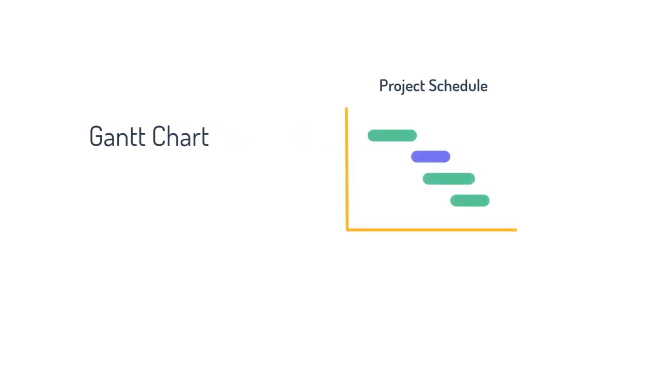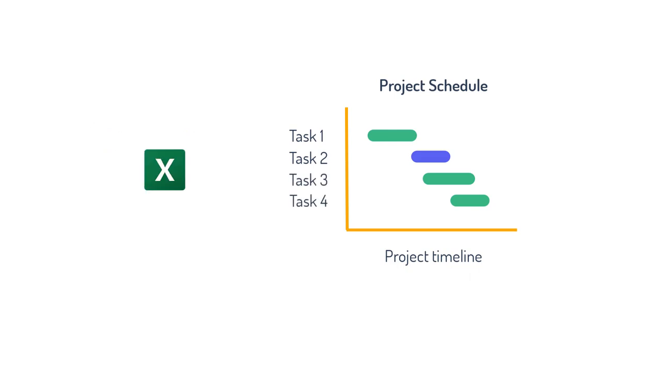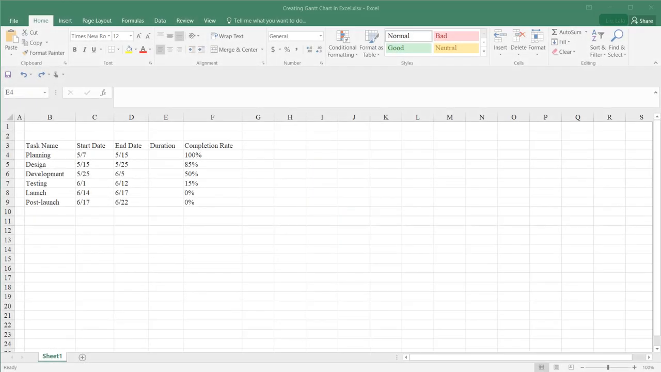A Gantt chart is a horizontal bar chart that visually represents your project schedule. The horizontal axis displays the timeline for your project. The vertical axis shows a list of tasks that need to be completed. Excel does not have a built-in Gantt chart feature, but it doesn't mean we can't make one.